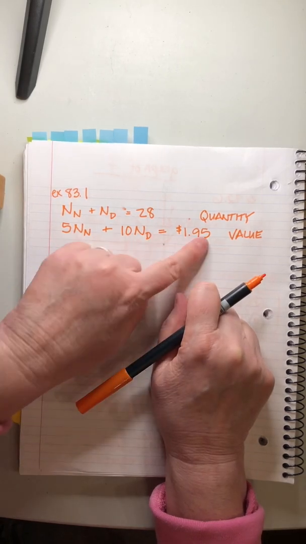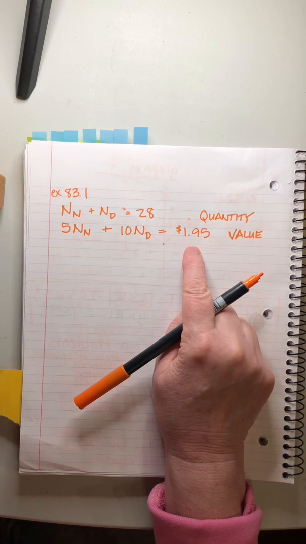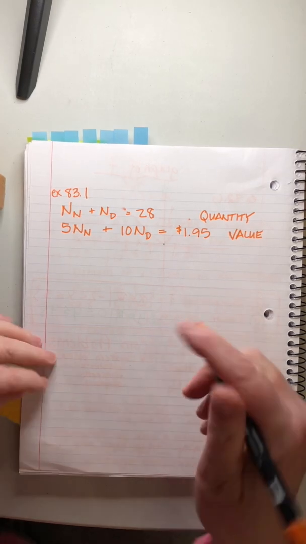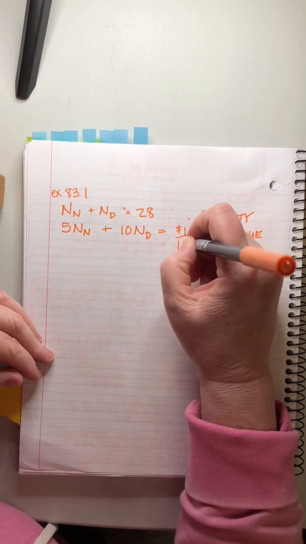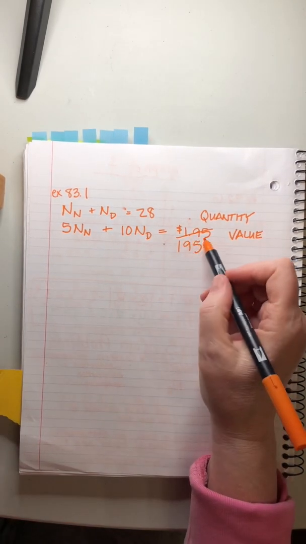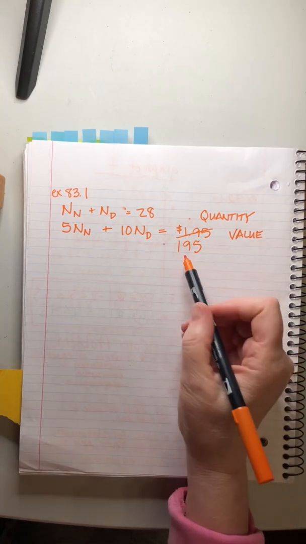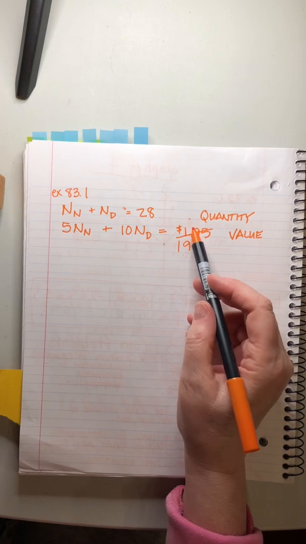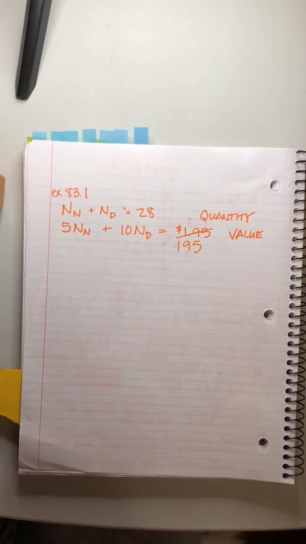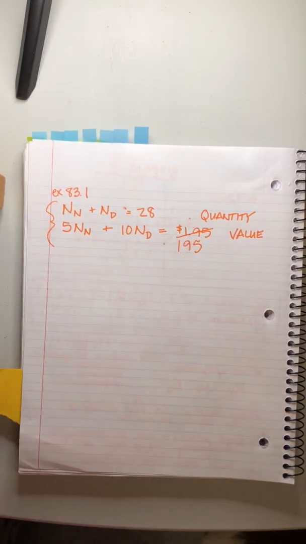I don't want to put decimals in all of this. That's drama. So I'm going to say, okay, $1.95 is how many cents? Well, it's 195 cents. And that is a much better number to work with, right? I just multiply it by 100 because there's 100 cents in every dollar. So $1.95 is the same as 195 cents. Now everything is written in cents, and I am ready to solve my equation.